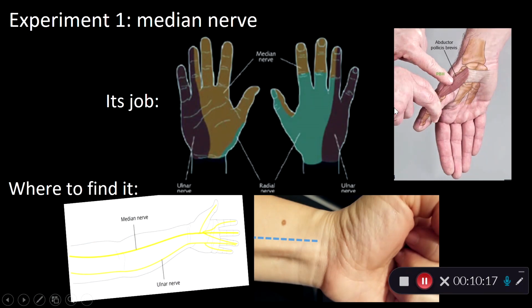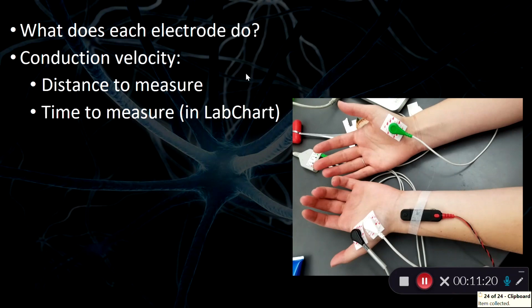And today we're going to record muscle activity from this muscle, the abductor pollicis brevis, using EMG. And what this muscle does is abduct your thumb. So if this muscle gets activated, it's going to move your thumb this way. Abduct your thumb. Okay, we need to put some electrodes onto our subject in order to collect information, right?